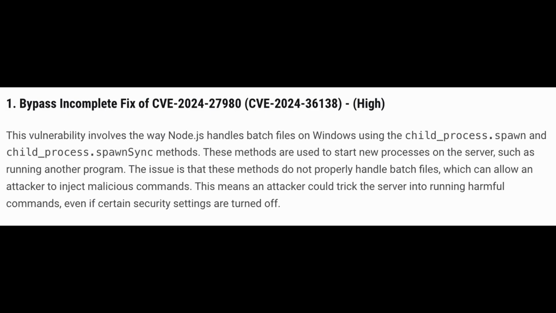About the vulnerabilities, let's dive into the specific vulnerabilities that were discovered. Number 1, batch file handling issue. The first issue is with how Node handles batch files on Windows. When you use certain methods to start new processes, they don't properly manage these files. This can let attackers trick the server into running harmful commands, even if you have some security settings turned off.